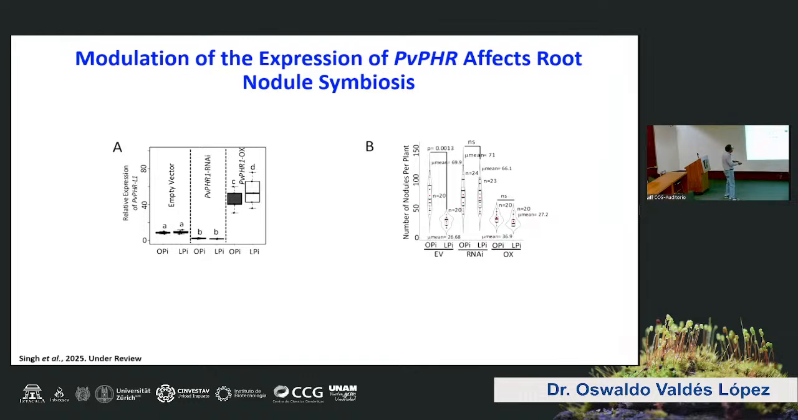But when we overexpress PHR, there is a significant reduction. It doesn't matter if there is phosphate or not, there is a significant reduction. And again, this data also confirms that PHR has to be tightly regulated to control the number of nodules based on the phosphate status of the host plant.